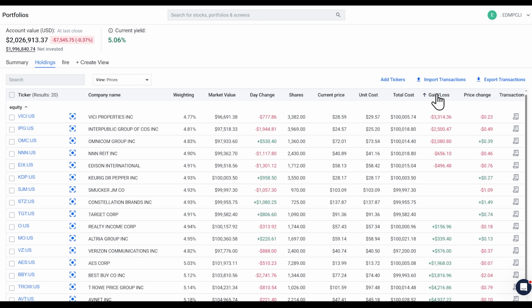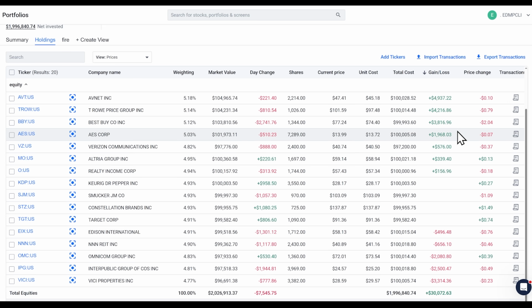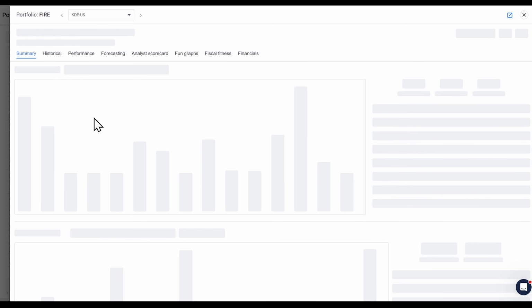All right, so if I go to my gain and loss column here, I can see most of them have a gain, and about 5 have losses: 1, 2, 3, 4, 5. So that would mean 10 have gains. And I've got these 5 that have nothing because these are the new ones. Okay, so let's go ahead and go through those real quickly. Let's look at Keurig Dr Pepper.